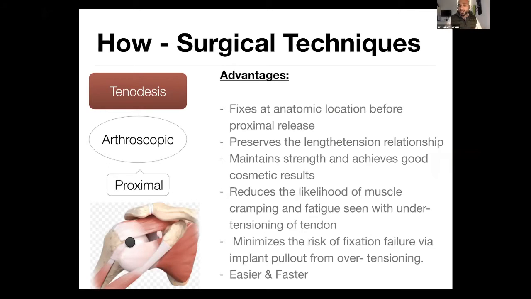First of all, it preserves the length-tension relationship, because I tenodese the tendon before releasing it from the proximal attachment, and that's why I tenodese it with the normal tension of the biceps muscle. Definitely this reduces the likelihood of muscle cramping and fatigue that is seen with under-tensioning of the tendon that can be faced with subpectoral tenodesis, and even minimizes the risk of fixation failure when we over-tension the tendon. And for me, it is a much easier and much faster approach. If I'm doing a rotator cuff tear, the tenotomy takes less than 1 minute, and the tenodesis takes 5 minutes, including placing the anchor.